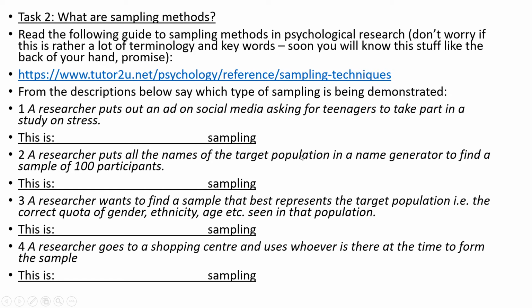So they put the names of the target population in a name generator to find a sample of 100 participants. So this is what sampling? Number 3: a researcher wants to find a sample that best represents the target population.